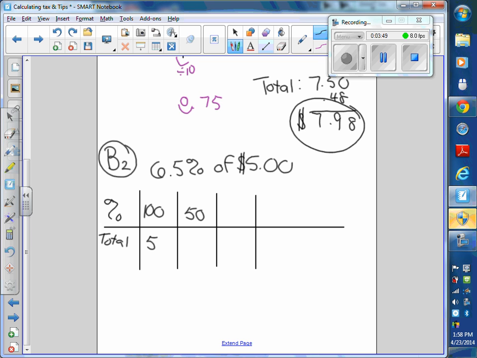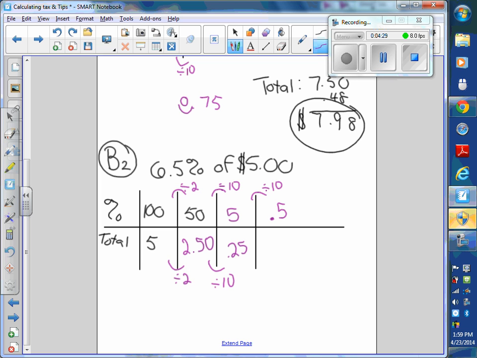Because of the 0.5. If I get 50%, I could divide in half, right? And I could get 50%, which would be $2.50. Do you see that? But you know, I could get 5% then, which is dividing by 10. So when I divide by 10, I get 0.25. Does that make sense? Yeah. So I could get 0.5%, which is 0.5. I would have to divide by 10 again, and every time I divide by 10, my decimal moves, right?